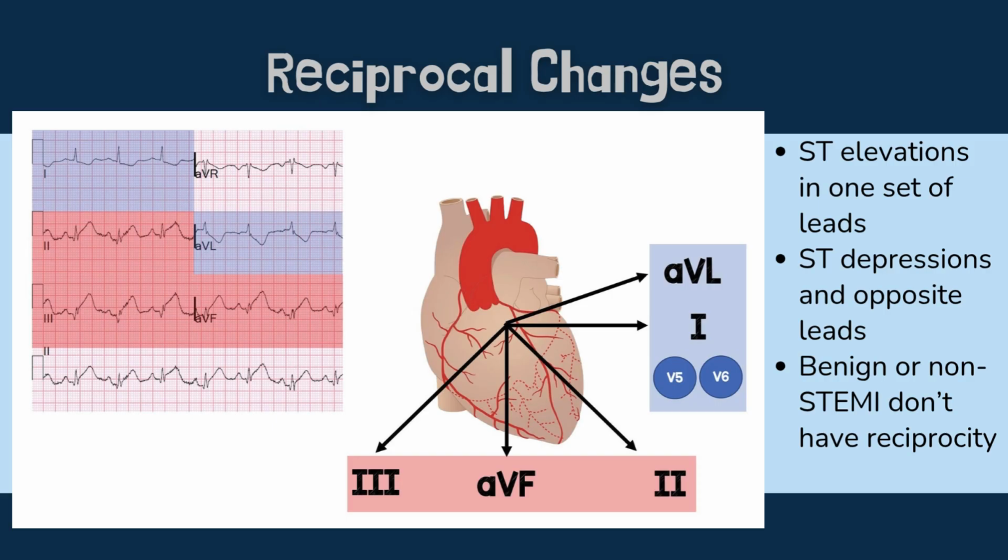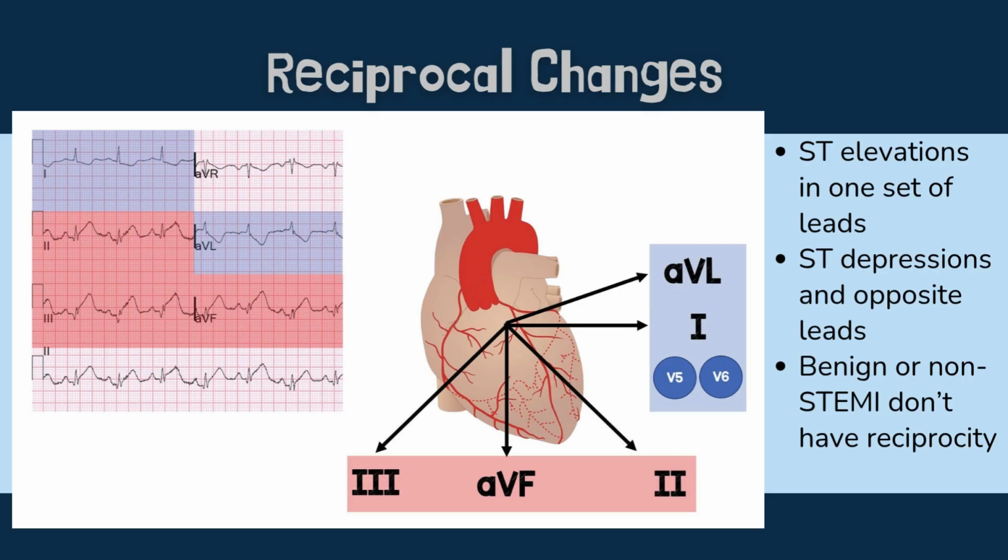Another thing that we look for when we look at the EKG are reciprocal changes, and this is something that really strengthens our diagnosis. When we have a full thickness injury, the electrical current flows towards the damaged area. Leads looking at the injury see ST elevations, while leads on the opposite side see ST depressions. So for example, in an inferior STEMI with ST elevations in 2, 3, and AVF, we'll often see reciprocal ST depressions in 1 and AVL.